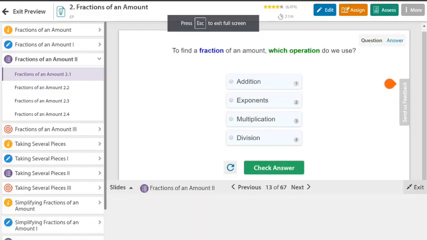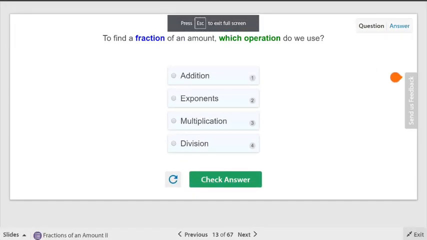To find a fraction of an amount, which operation do we use? Addition, exponents, multiplication, or division? Division, right? The fraction bar means to do what? Divide. Good job. Okay. There's the one I wanted to see.